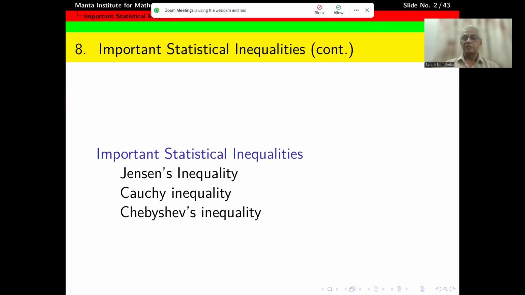Jensen's inequality concerns an inequality on the expected value of a random variable. Cauchy's inequality concerns the expected value. It is an inequality on the expected value in two random variables. Chebyshev's inequality is concerned about the probability of a random variable.